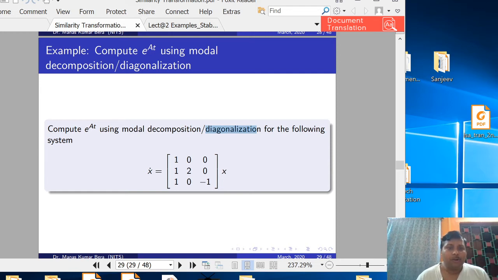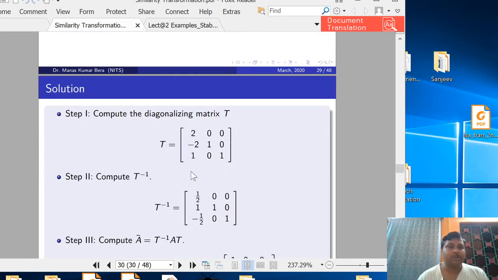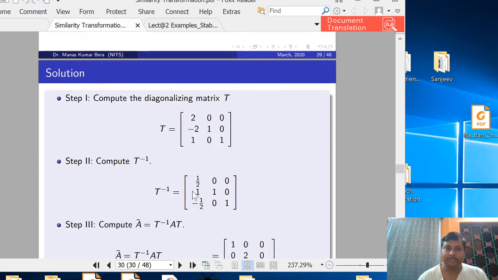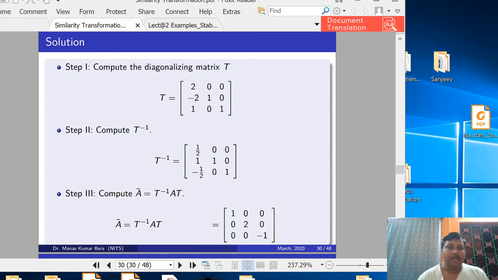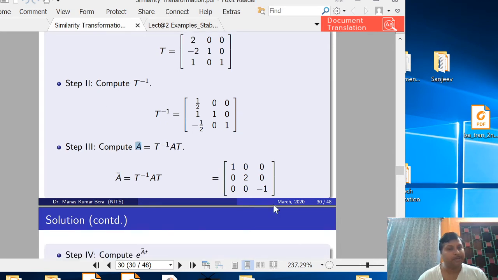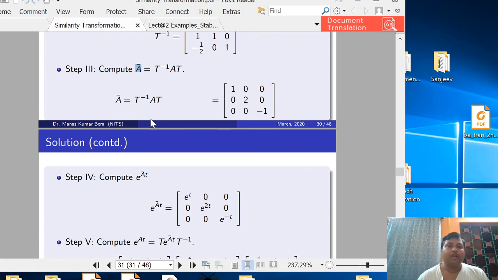What are the steps you have to follow to compute e to the power At for this system using the diagonalization approach? First you compute the diagonalization matrix T. I have already shown you how to build the T matrix for this system. Then you calculate T inverse. Once you know T inverse, you know A bar, which is T inverse A T, that is 1 0 0, 0 2 0, 0 0 minus 1. Then you can compute e to the power A bar t. It is very simple.